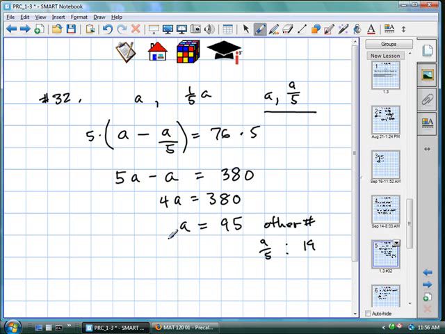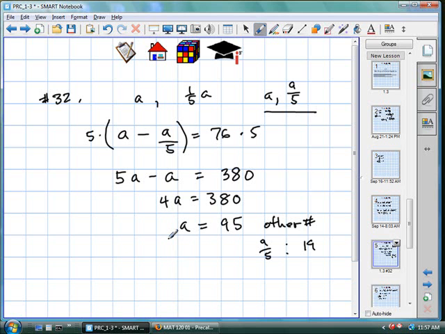Now, what you don't want to do is say, I want to call one number A and one number B. If at all possible, stay away from multiple variables. There's nothing wrong with that. It's just that if you're going to have two variables, you're going to have two equations, and the problem gets a lot more complex. It just takes longer to solve. So you notice I stuck with one variable, A and 1/5 A, which you can also just call A over 5.